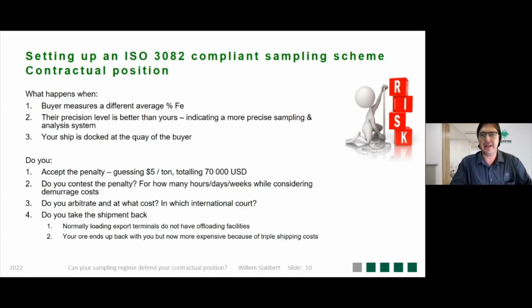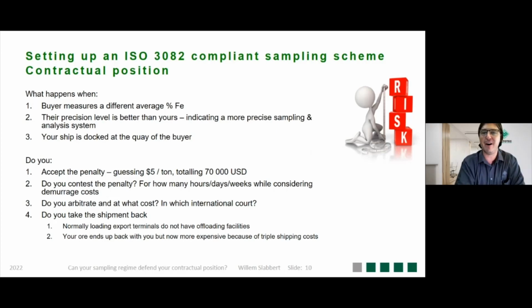But what happens when our buyer measures a different grade of iron ore and they can prove to us that their precision level, or their standard deviation around their average result on their bell curve distribution, is tighter than ours? So overall, they've got a better controlled and more compliant precision and sampling analytical system. Our ship is now docked at the quay of the buyer. Do we accept a penalty?